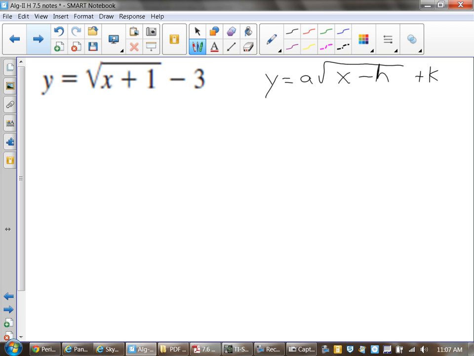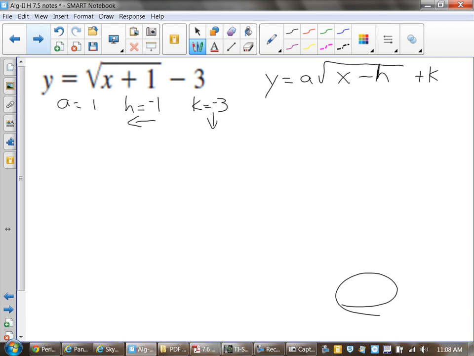So if I'm looking at the example of y equals the square root of x plus 1, minus 3, notice how this is outside of the radical. What is my A value? 1. H, -1, and K, -3. So that means I'm going to move all of these points when I plot them left 1 and down 3.